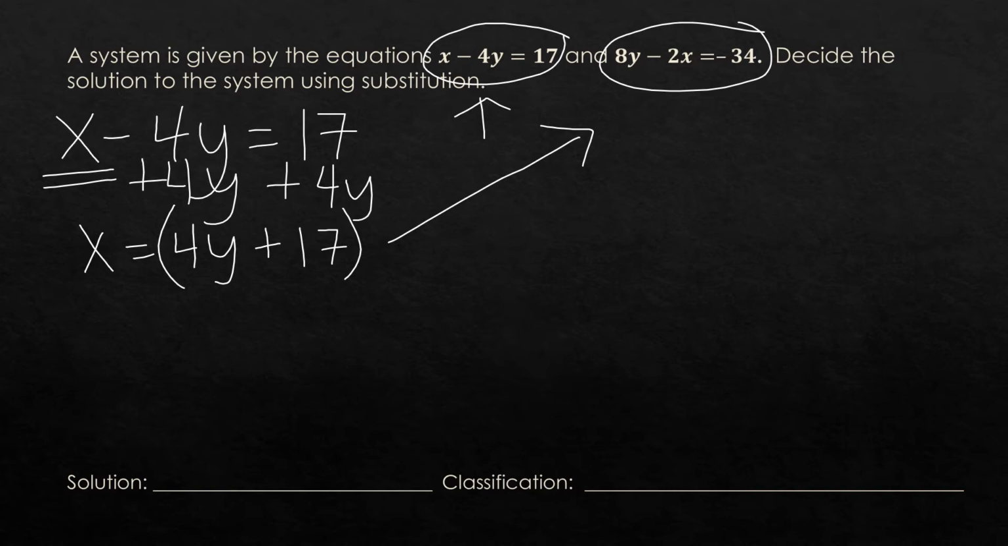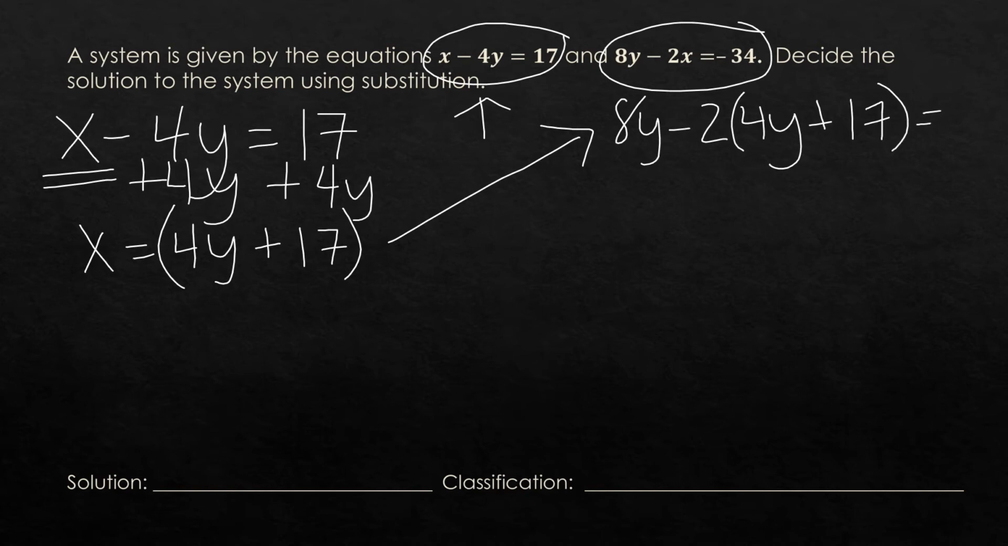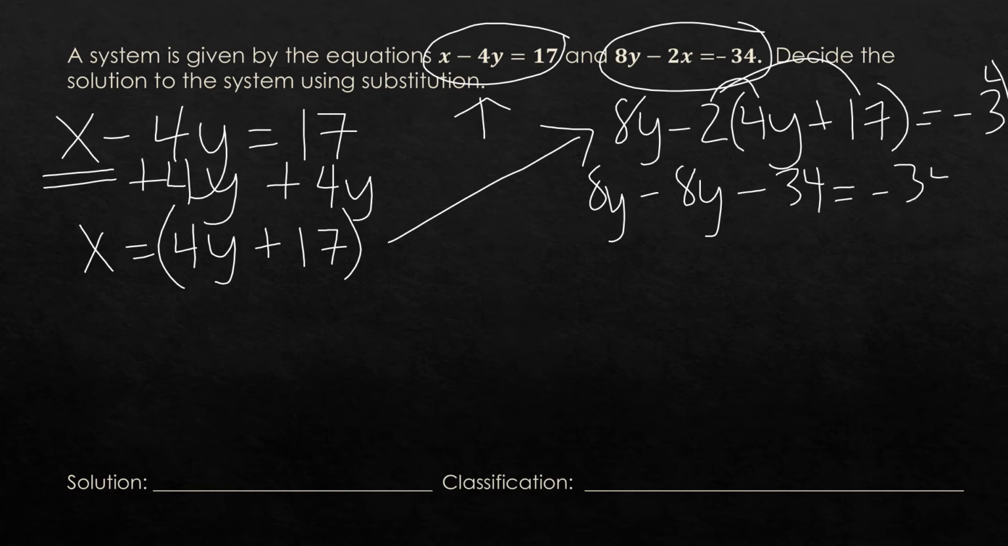So make sure at this step, after you've isolated a variable from one equation, you're plugging it back into the other equation. Okay, so I've got 8y minus 2, and I'm going to replace the x with 4y plus 17 equals negative 34. Oh, ran out of room there a little bit. Okay, so I'm going to distribute the 2. So 8y minus 8y minus 34 equals negative 34.